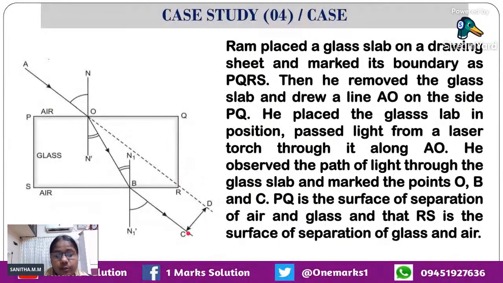If you are doing it, you can do it in the lab also. Some of you have done it, I think. If you are doing it in the lab, if you are doing correct observation, you will get parallel. That means the emergent ray and the incident ray will be parallel. And the perpendicular distance between these two, we can call it as lateral shift.